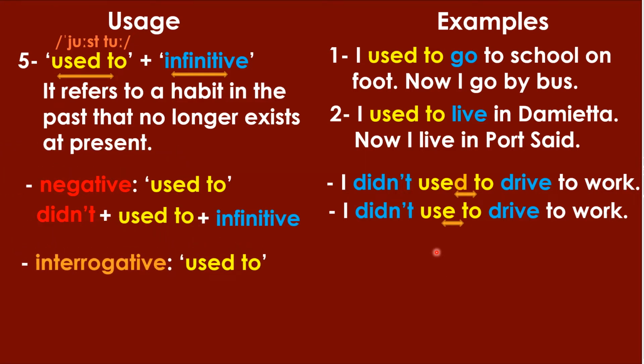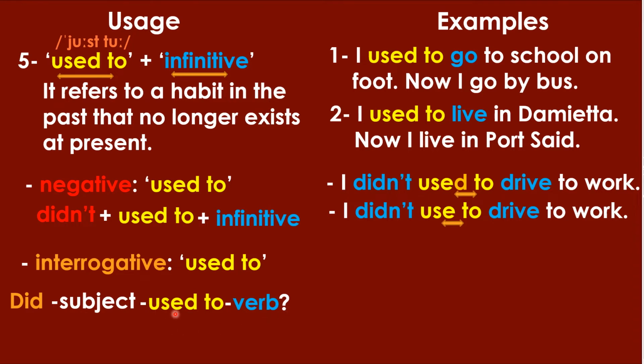Now let's look at the interrogation or asking questions. خلينا نشوف الاستفهام. And this is what we're going to have. We're going to have did, plus the subject. طبعا ناخد عندي did وبعدين الفاعل وبعدين and then used to and then the verb and finally we're going to have the question mark. يبقى ده الترتيب. عندي did وبعدين الفاعل وبعدين used to وبعدين الفعل and the question mark.